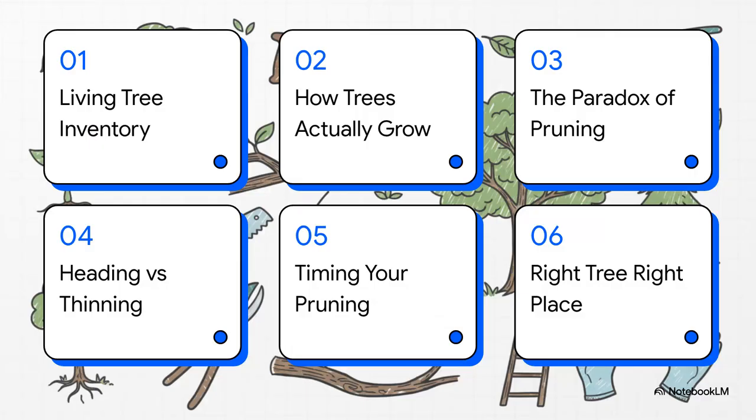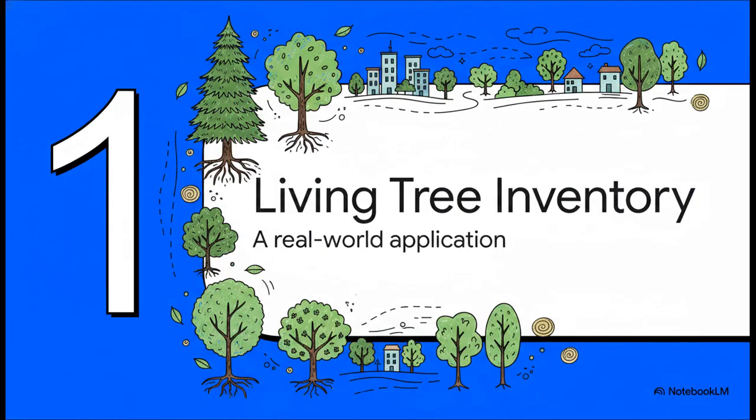Here's our roadmap for today. We're covering the living tree inventory, how trees actually grow, the paradox of pruning, heading back versus thinning, timing your pruning, and finally, right tree, right place. Let's get to it. Section 1, the living tree inventory.